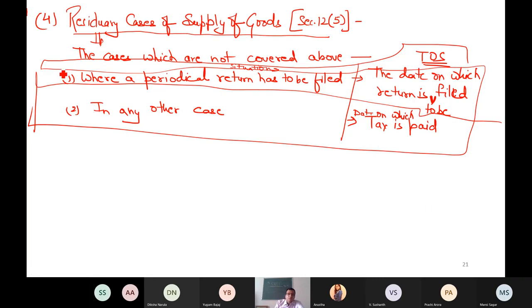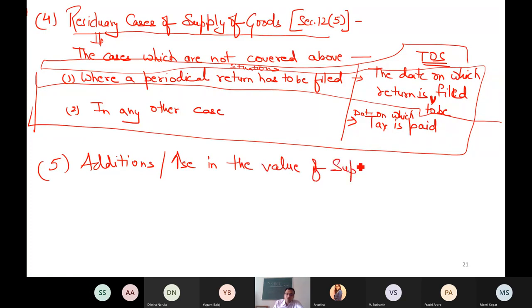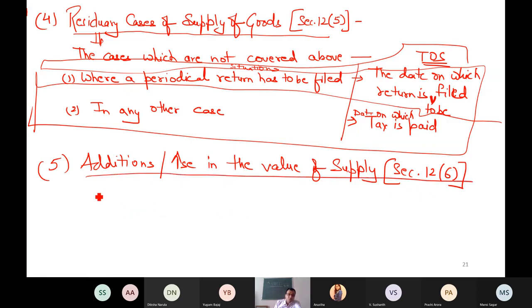After this my supply of goods is over. My last subsection is, what about additions or increase in the value of supply? Additions or increase in the value of supply. It is the last, section 12, subsection 6. Now, how can the value of supply be increased? Because of interest, if you have made the payment late, late fee, penalty, so many things are there.